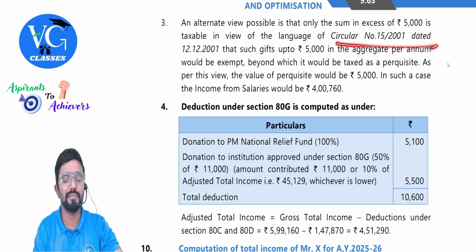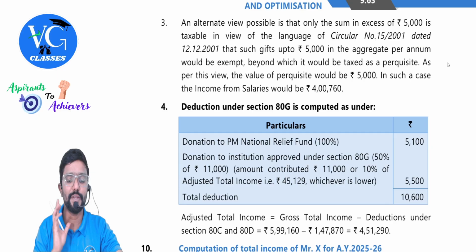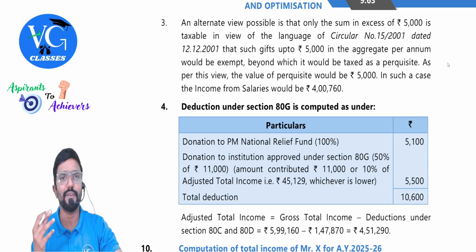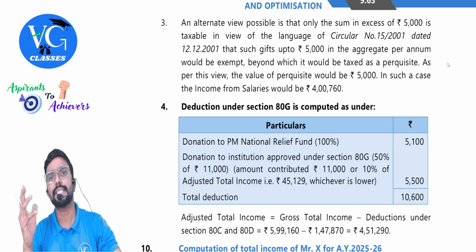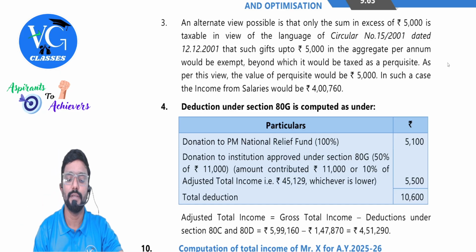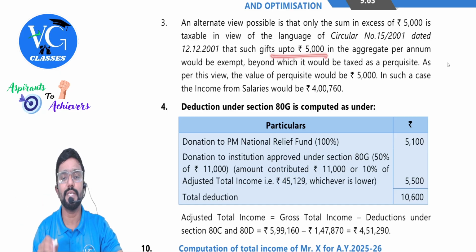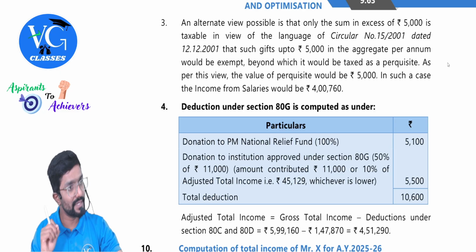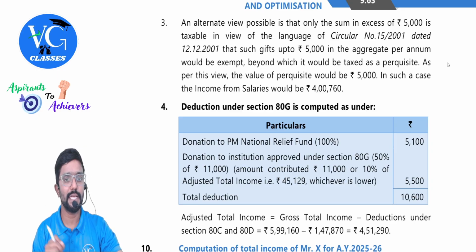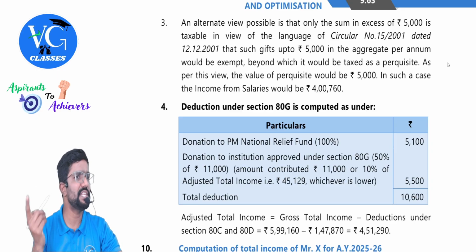Sir, will we know all this? You need not mention the circular number, date and all. Just give a note telling that if it is more than 5,000, alternatively only the excess part can be taxable. Such gifts up to 5,000 in aggregate per annum would be exempt, beyond which it would be taxable as perquisite. As per this view, the value of perquisite would be 5,000. In such a case, the income from salary would be accordingly changed.